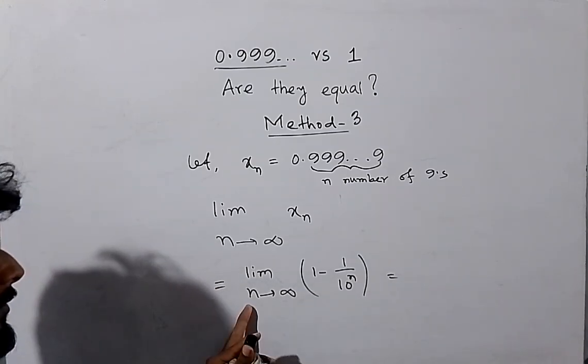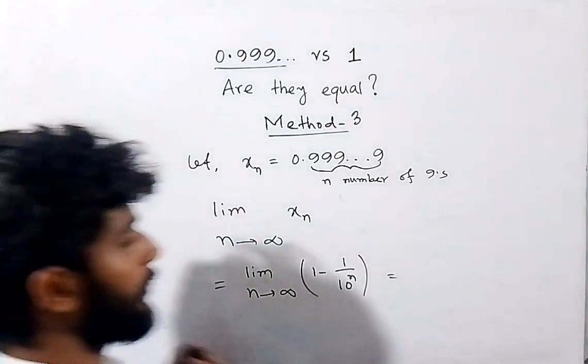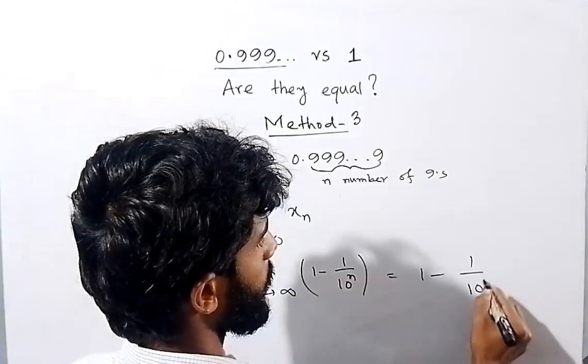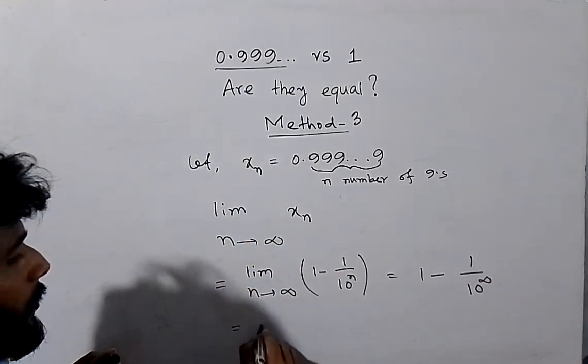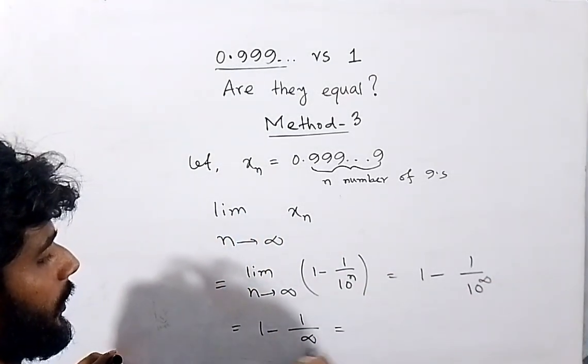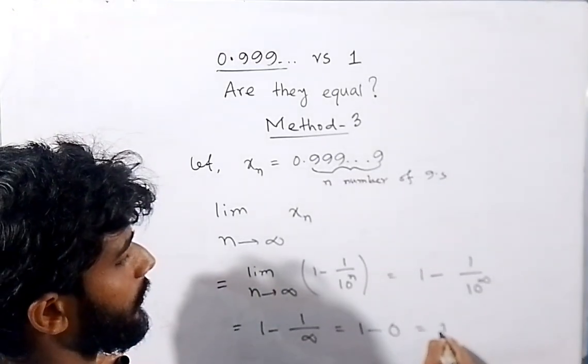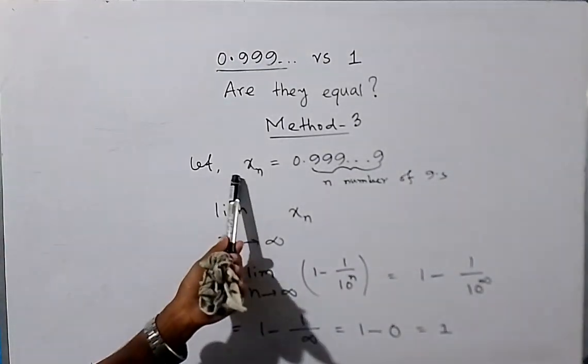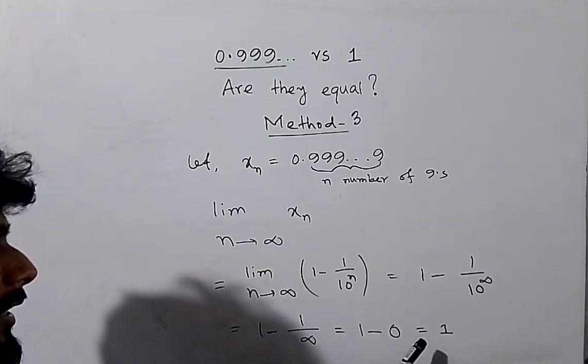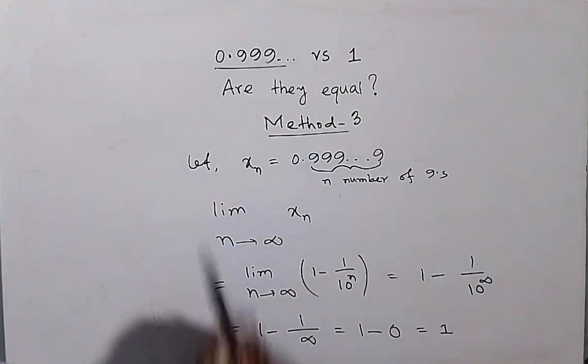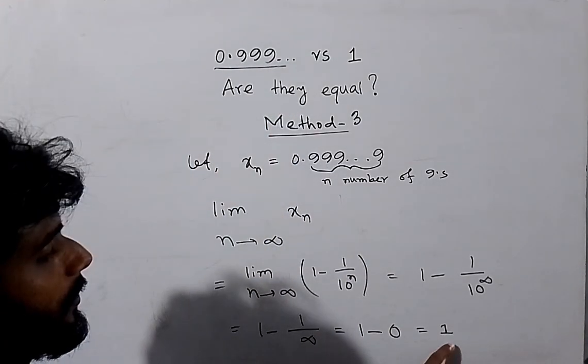So the limit as n tends to infinity, and xn is 1 minus 1 by 10 to the power n. Just put the value of n: that is 1 minus 1 by 10 to the power infinity, and that is 1 minus 1 by infinity. 1 by infinity is just 0, so that is equal to 1. So xn, when n tends to infinity, which is the value we want to calculate, is equal to 1.